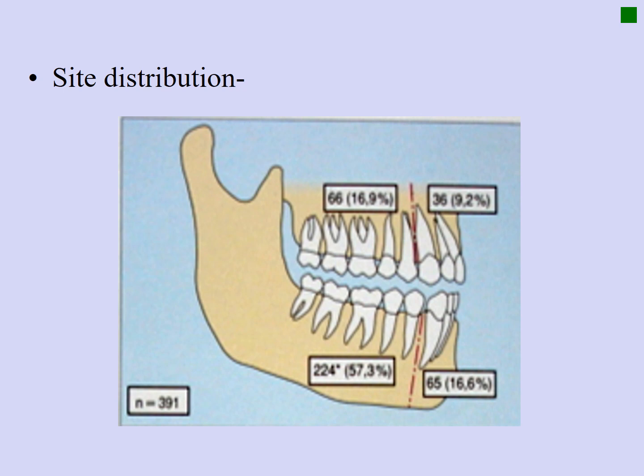Now for site distribution, I really like this diagrammatic representation here because it clearly leaves an imprint. The most common site, if you look at it, is in a study that was done on 391 patients. 224 of them were from the mandibular posterior region, that is the molar premolar region. So that is the most common site, and this is something that is found in most studies across the globe. The second most common site is the maxillary posterior region, followed by the mandibular anterior region, and then the maxillary anterior region. So this is the frequency of site distribution among cases of ameloblastoma.